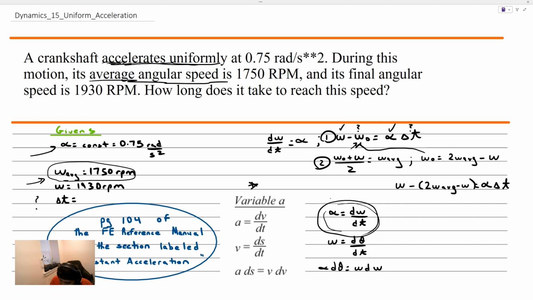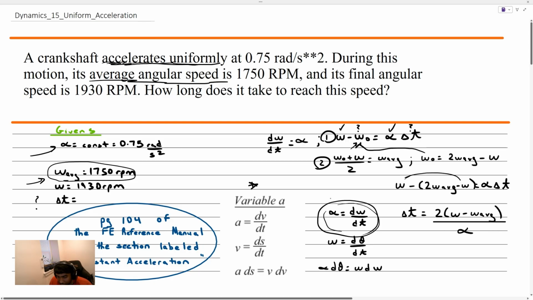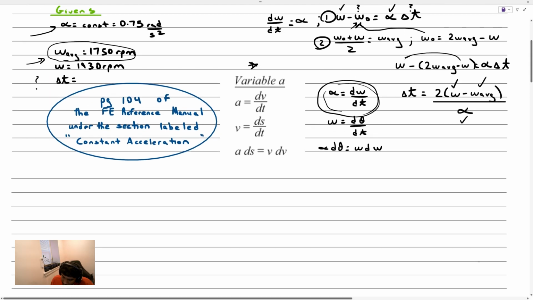What we're looking for in this problem is the time difference between the final and initial time of the motion. If we simplify this a little bit, this becomes a plus. We have 2 times omega minus omega average here, doing that algebra and dividing by that alpha term. So this is going to be our final thing that we plug into. You can see that we have everything: the final speed, the average angular speed, as well as the angular acceleration. Now the whole thing comes down to some units.